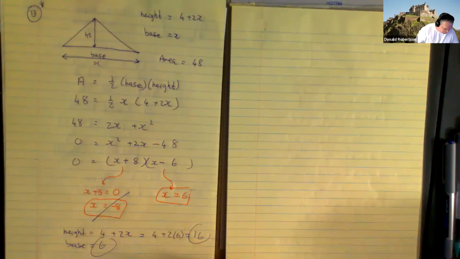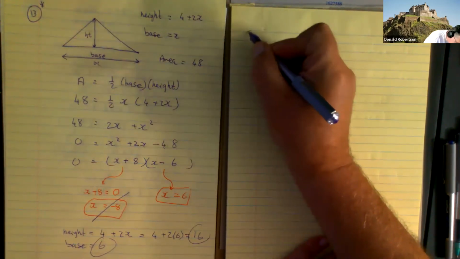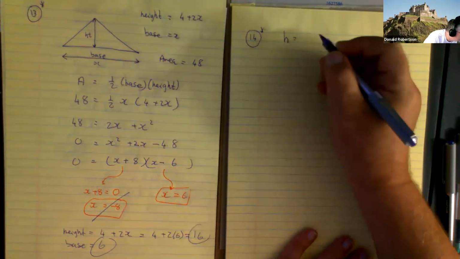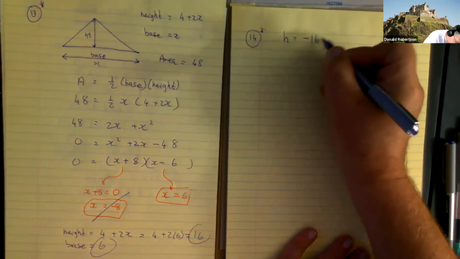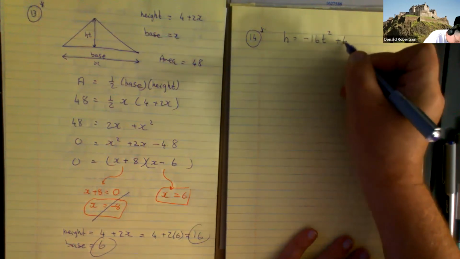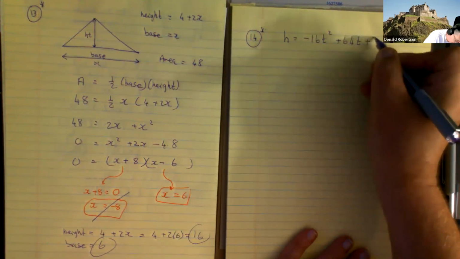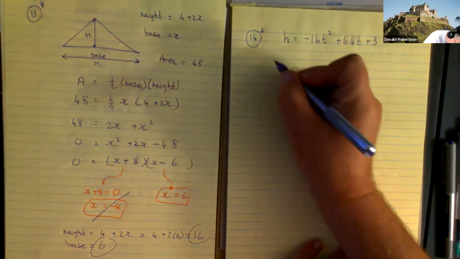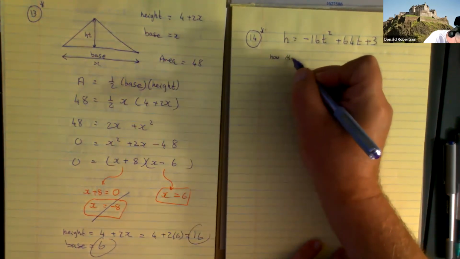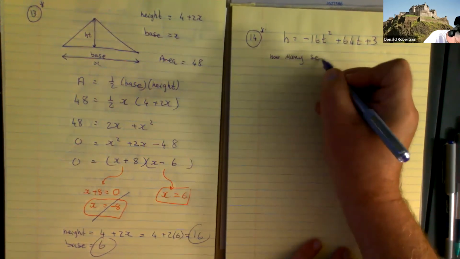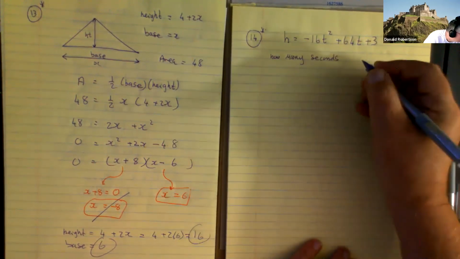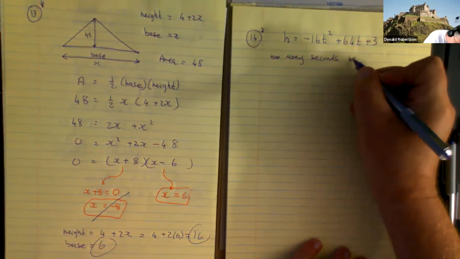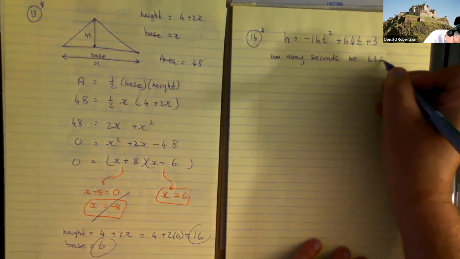So our last question, an application involving the height of an object after t seconds, and it's given by a rather ugly equation that looks like that. And you're being asked after how many seconds does it take for the ball to be at a height of 63 feet.